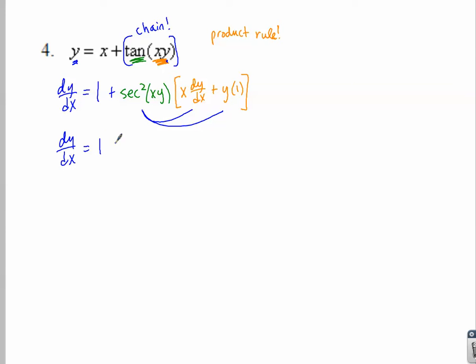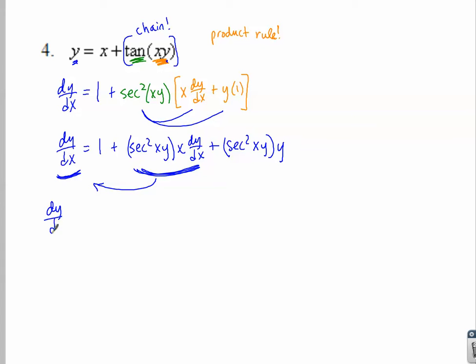dy/dx equals 1 plus secant squared of xy times x dy/dx plus secant squared of xy times y. Then collect my dy/dx terms all on one side. We'll move that guy over: dy/dx minus secant squared xy times x dy/dx. We're left on the right with 1 plus secant squared of xy times y.